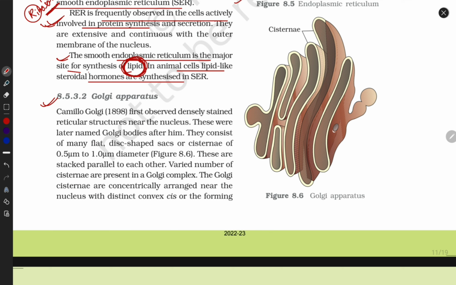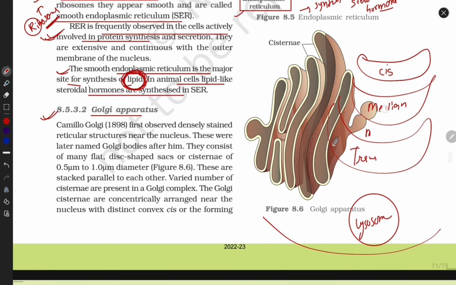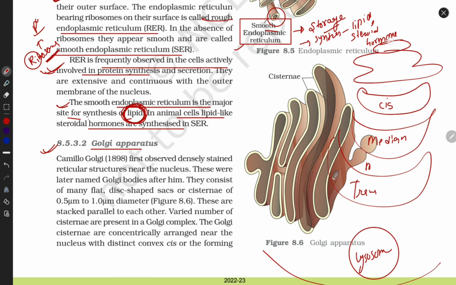We can also call it the Golgi body. The Golgi apparatus is just behind the ER, like this. This is the cis, median and trans, and this is the lysosome, and there is the plasma membrane. So here is the ER, attached with the nucleus. The ER gets a message from the nucleus. The ER provides the message to the Golgi body, and the Golgi transfers the message in the form of vesicles.